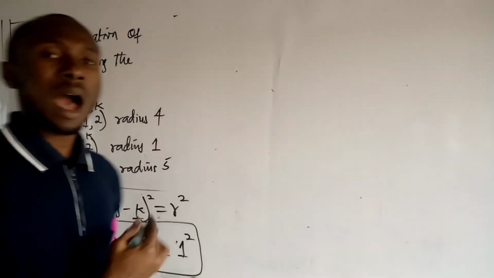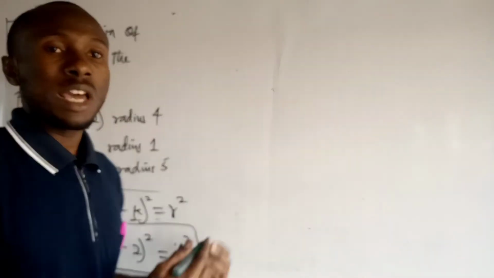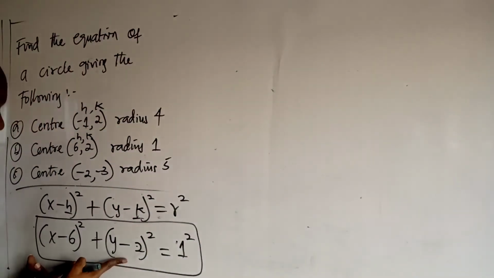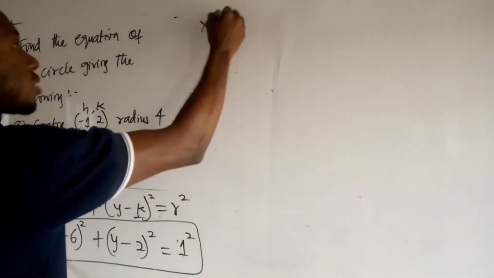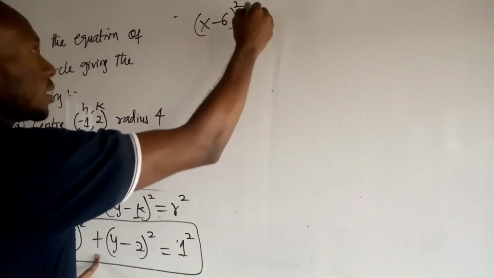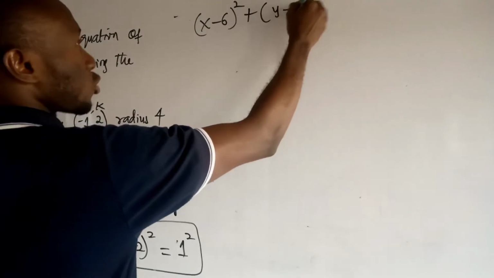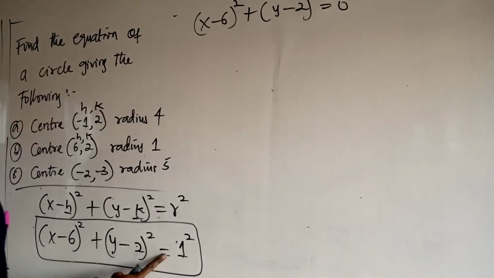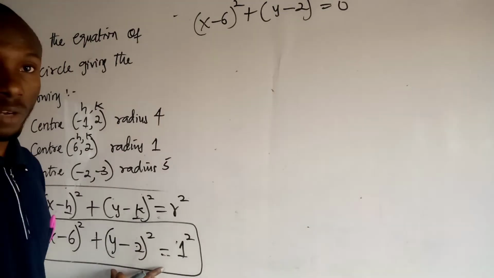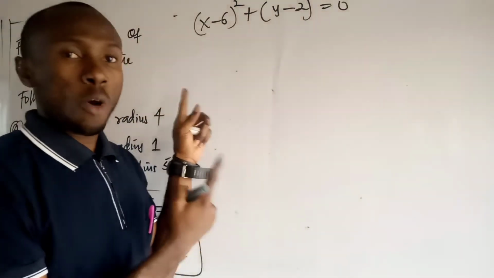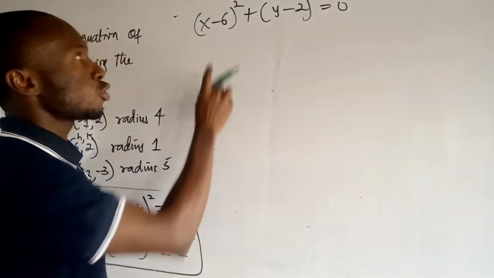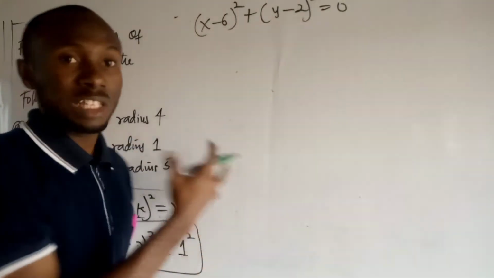Then if you are asked to express the circle in general form, you want to expand all of these. So we have (x minus 6) all squared plus (y minus 2) all squared equal to, but take note, this is the standard form of how we represent the equation of a circle, and now we are about to obtain the general form. So the next thing you do is expand all these to get the general form.